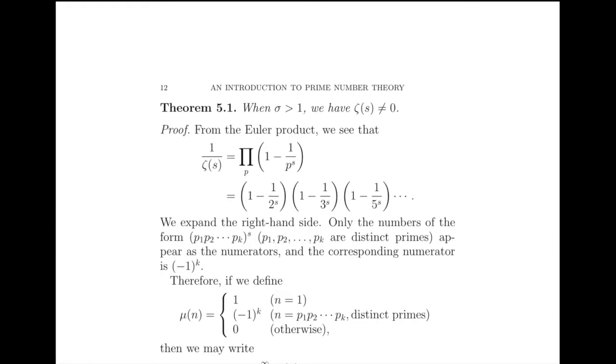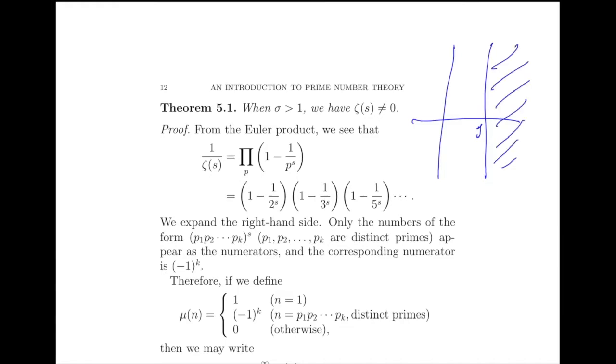In the plane, here is 1, and in this half plane, where the original definition of the zeta function is valid, that is, the real part is greater than 1, we can show that zeta(s) is not equal to 0.